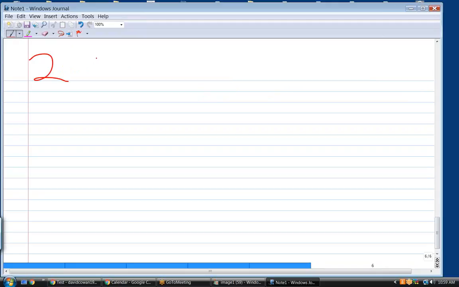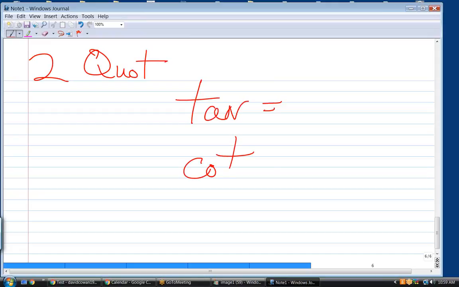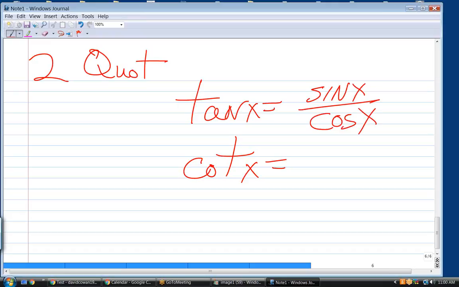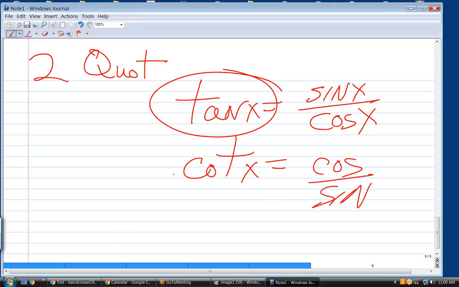There are 2 quotient identities. What's tangent and cotangent? Quotient means that it's going to be a quotient on the other side. So sine x over cosine x, and cosine x over sine x. Right. Again, you get this one memorized, this one will follow.